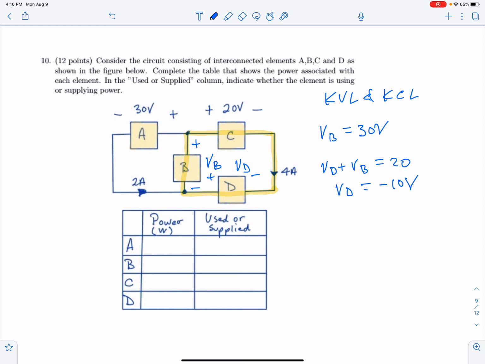All right, so going from there, we can figure out the power for everything else in this circuit. Noticing the current here for element A, this is 2 amps moving this way. That was given from here. For VA, power is going to be 2 times 30, so that's 60 watts. Then I just have to determine, is this using power or supplying power? Since this is moving in the direction of a drop, 2 times 30, 60 volts, since it's the passive sign convention, this would be supplied.